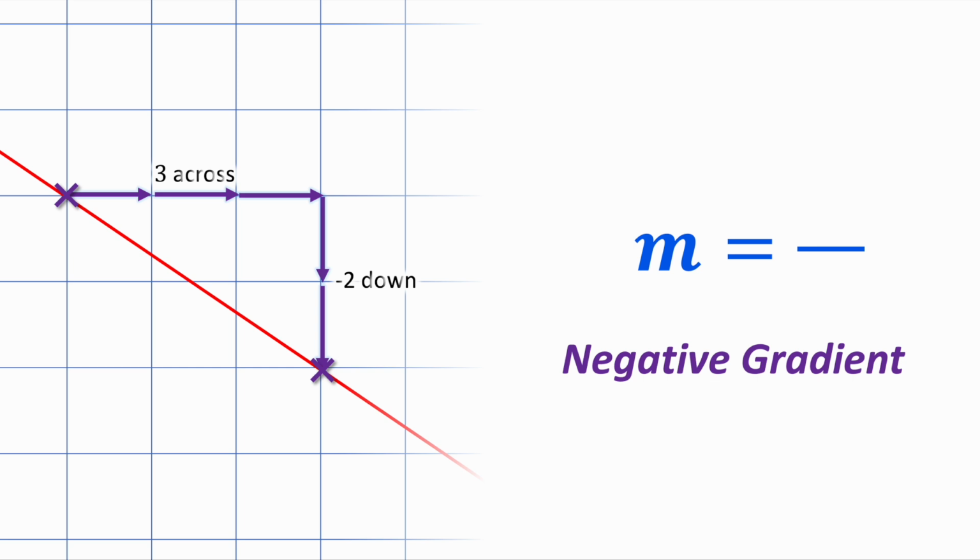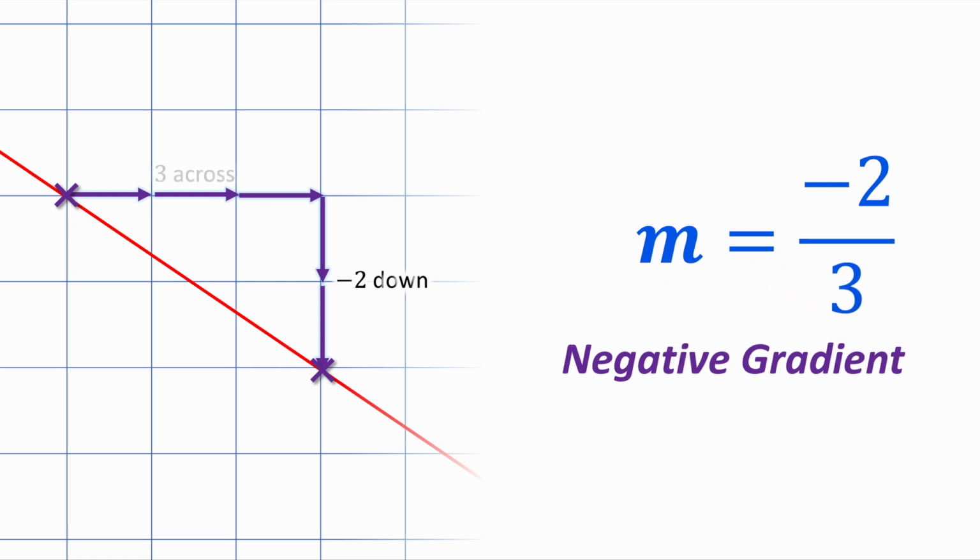And to work out the gradient here, we're going to do the minus 2 divided by the 3. We work out how far it goes up or down, and we divide that by how far it goes across. Here it is minus 2 divided by 3, or minus 2/3. The gradient of this line is minus 2/3, and it is a fraction.